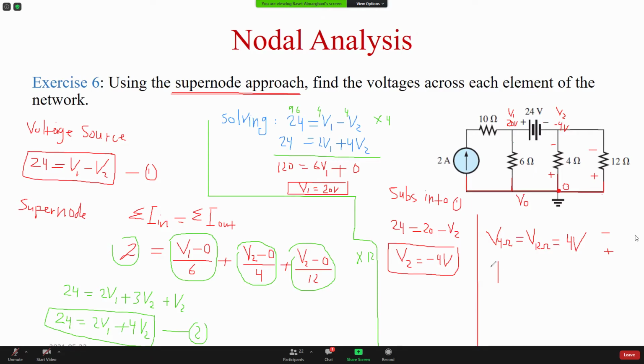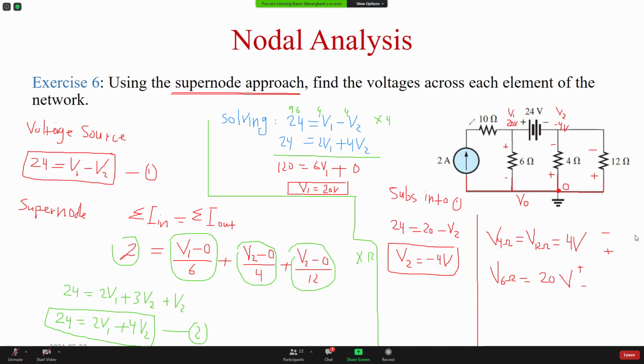Now, V across the 6 ohm equals 2, this. Now, 20 here and 0 here, so the positive is here, the negative is here, and it is 20, because 20 minus 0. And that is positive up and negative down. This is just to show you the polarity. You don't have to write it. Once you say it's 4 volts, that's okay.